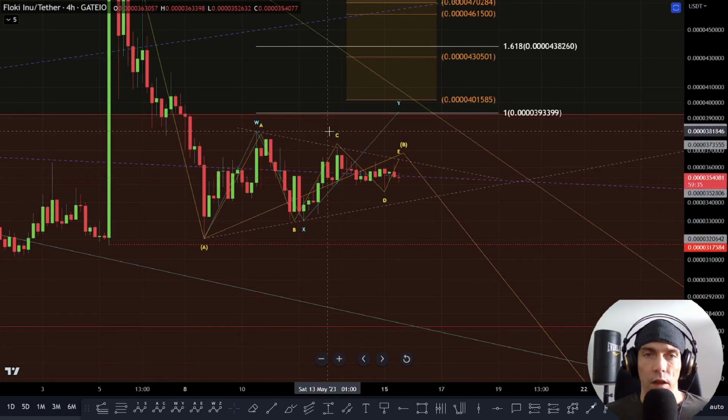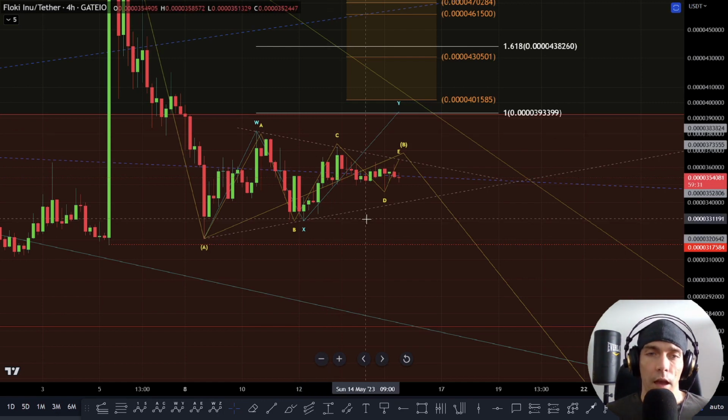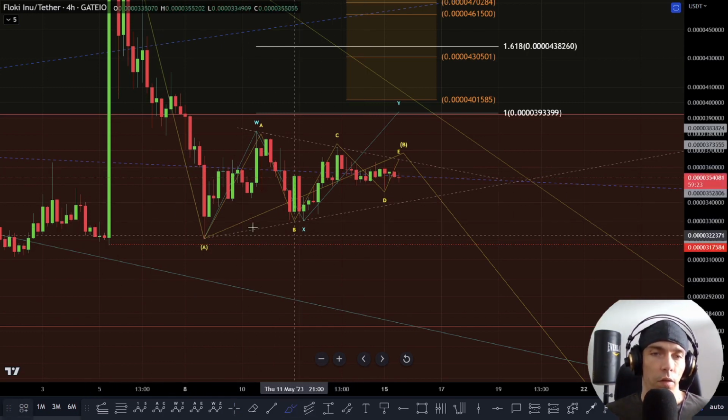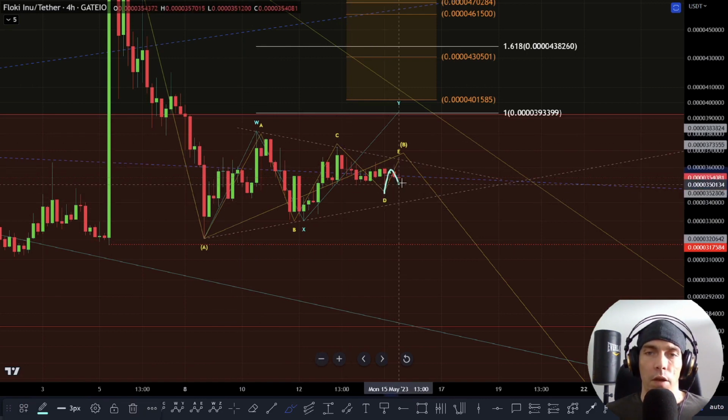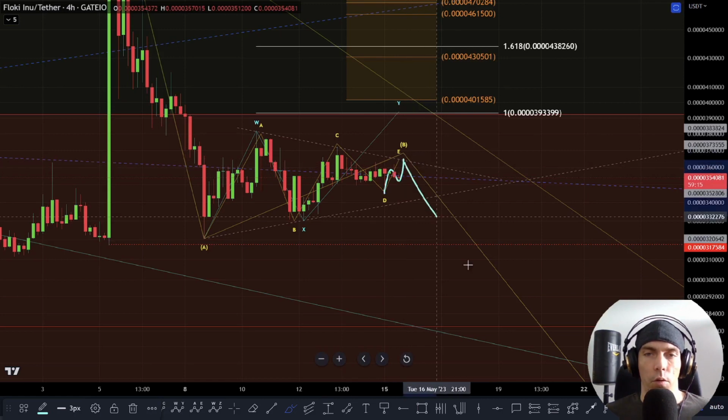Really, for as long as we stay below this 381846 and above this area here of this 330379, this can still be potentially a triangle within this count where this could be A, B, C, D, and then we're looking for basically another 3-wave move to the upside here to complete this, and then looking to break down.